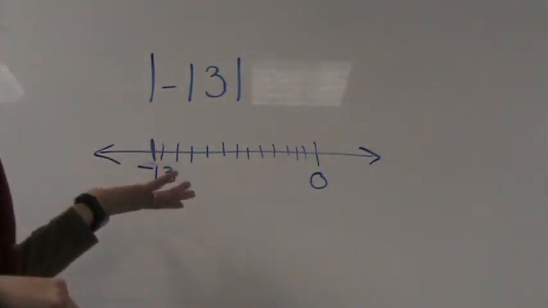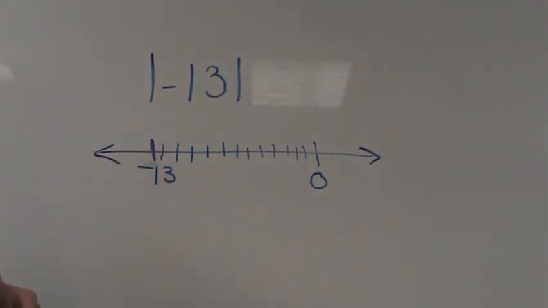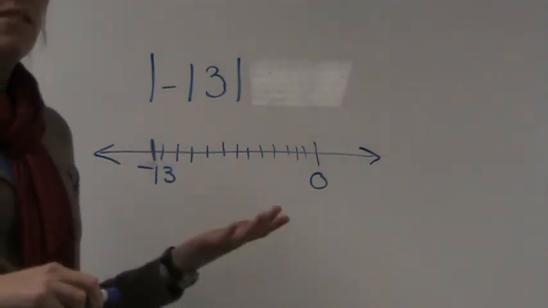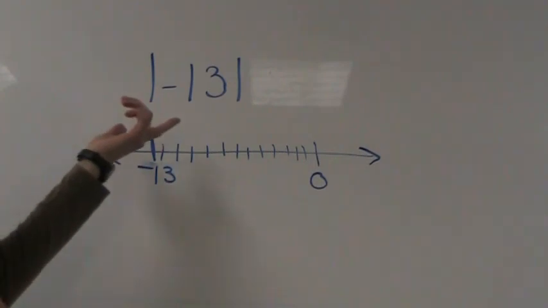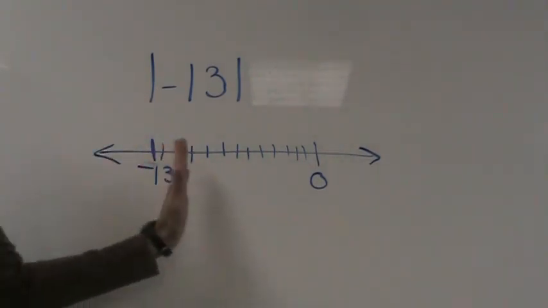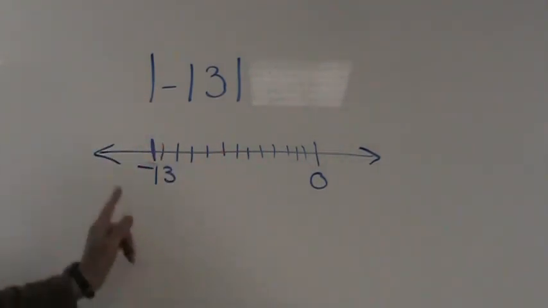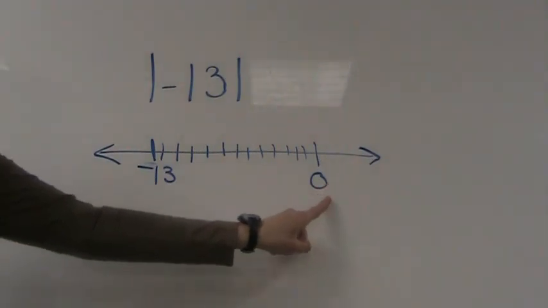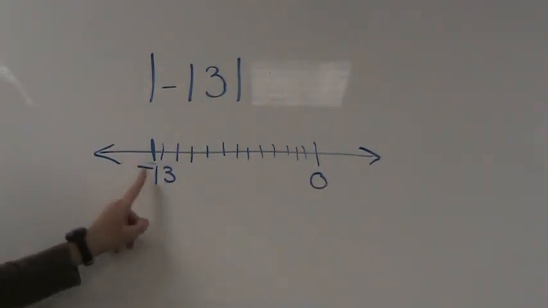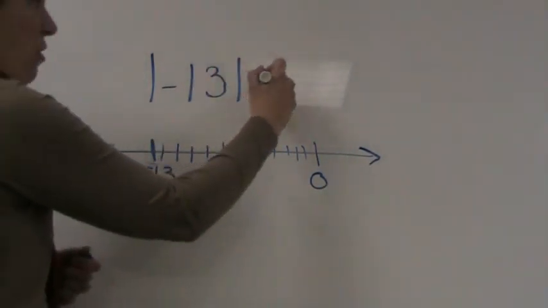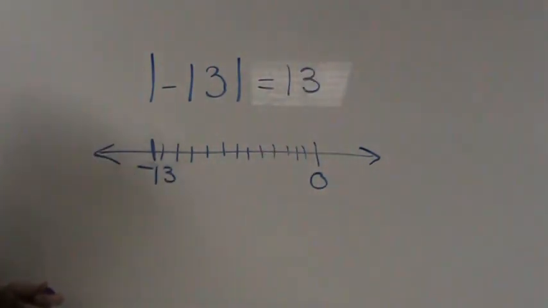An example of a problem that you might see would be something like this, where you're trying to find the absolute value of a number. And remember, the absolute value is the distance that number is away from 0. So for example, for negative 13, we want to know how many spaces away from 0 is that on the number line. I've drawn the number line here with 0 and negative 13, and it is 13 spaces away from 0. So in this case, the absolute value of negative 13 is simply the number 13.